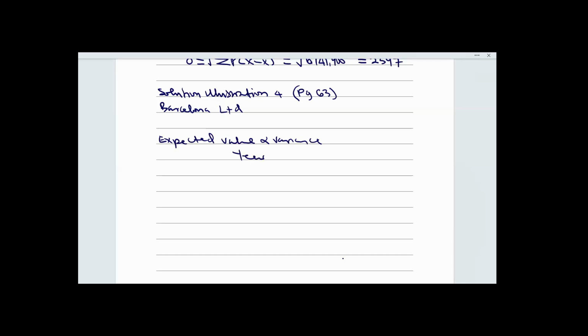So let's say this is for year 1. We create a column for probability, cash flow, expected value, then cash flow minus expected value, then square, and probability multiplied by cash flow minus expected value squared. This is P, this is X, this is P of X.